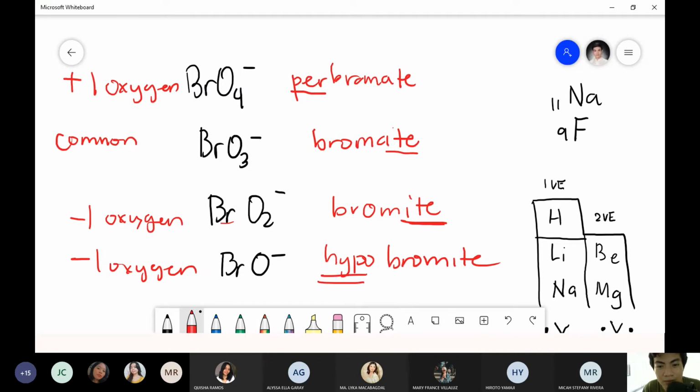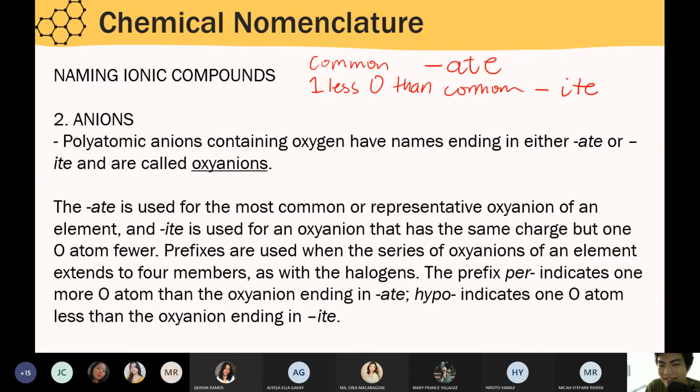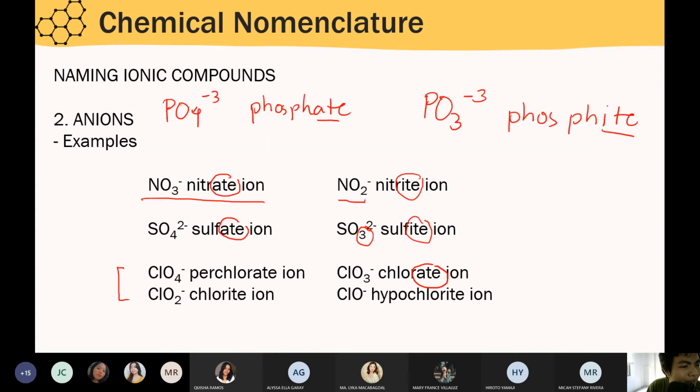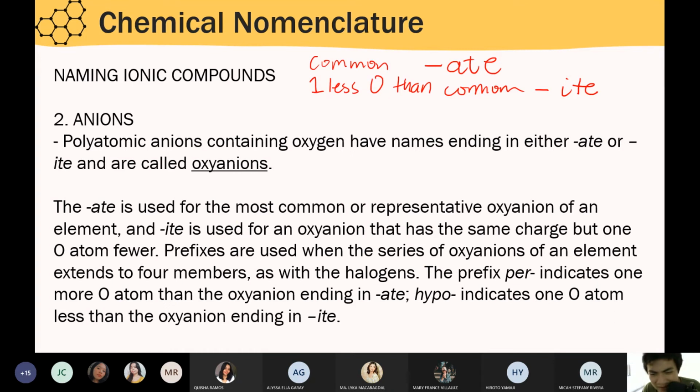It's like hypoallergenic. With hypo, think low allergy. When something is hypoallergenic, it's for low allergies. So that's the rule for oxyanions.